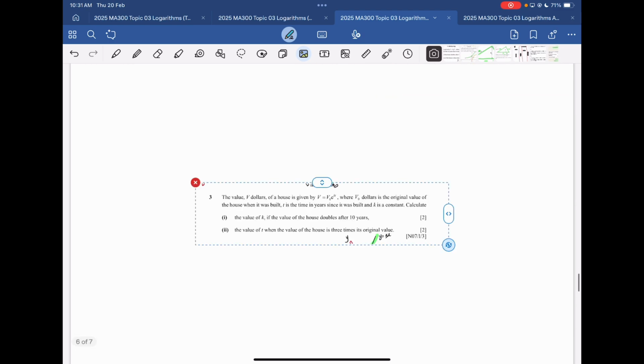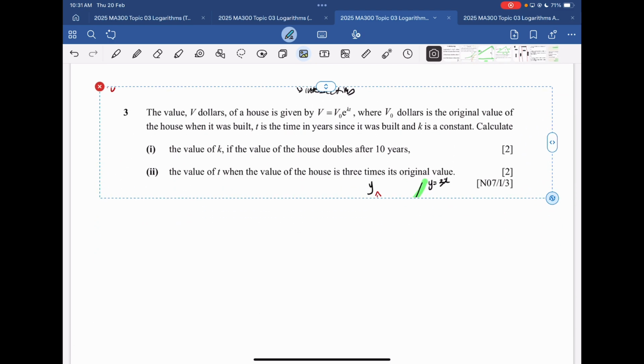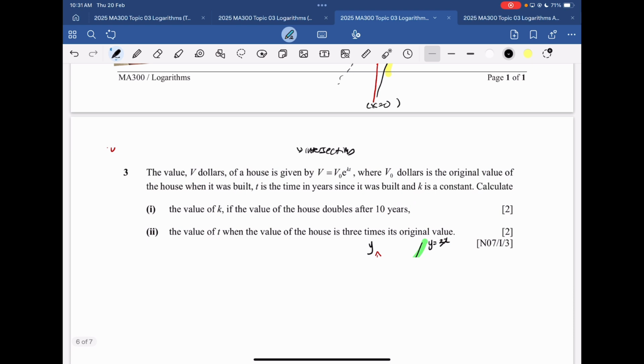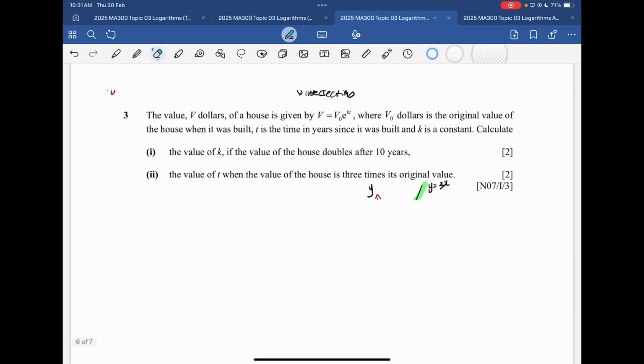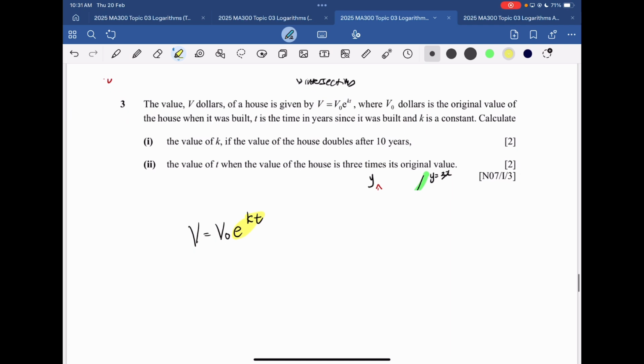So it becomes 2 times. When I say it becomes 2 times, what does it mean? This is V naught equals to KT. This is a good house, because if you look at the exponential function, it goes up. You buy the house, it will appreciate in value. You will earn money.